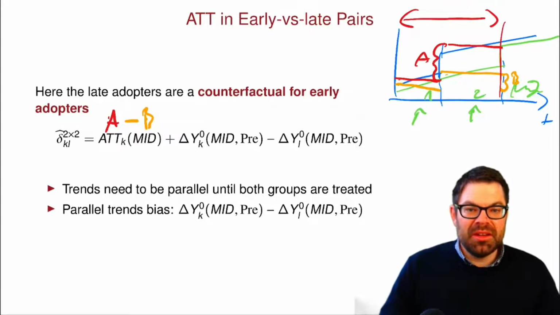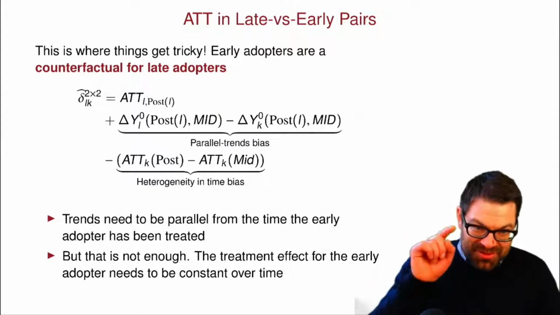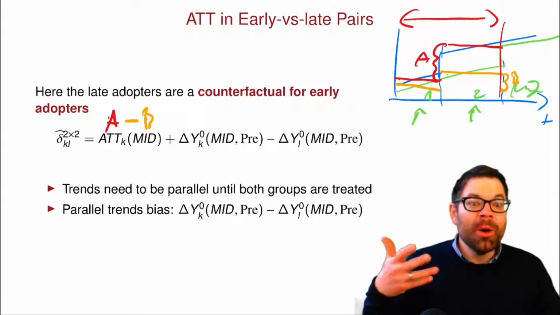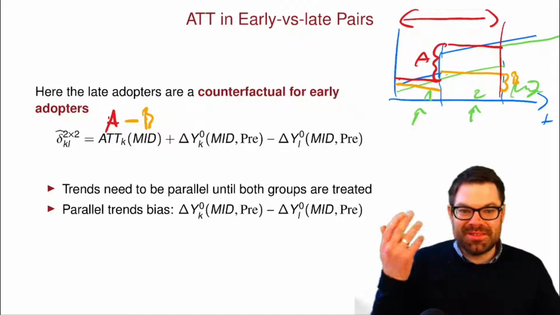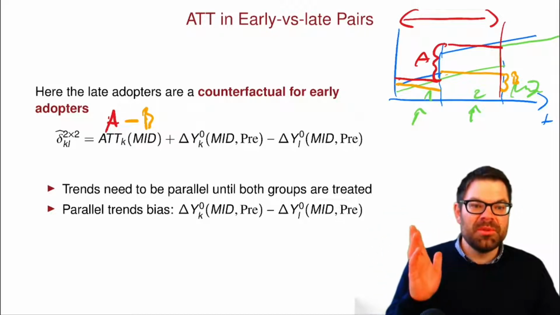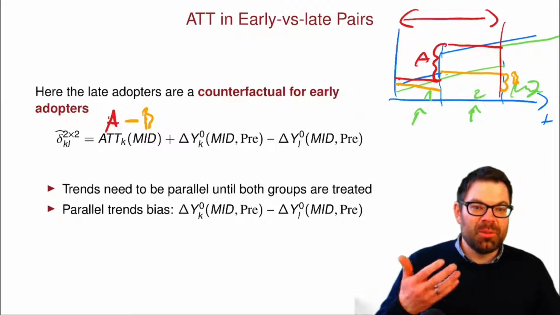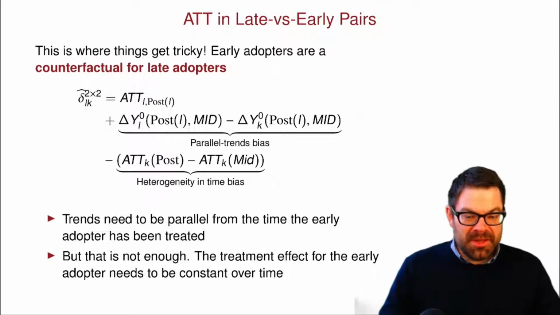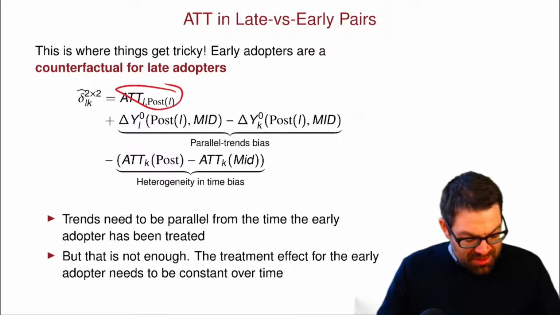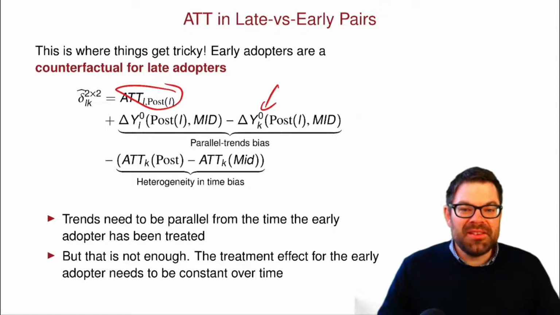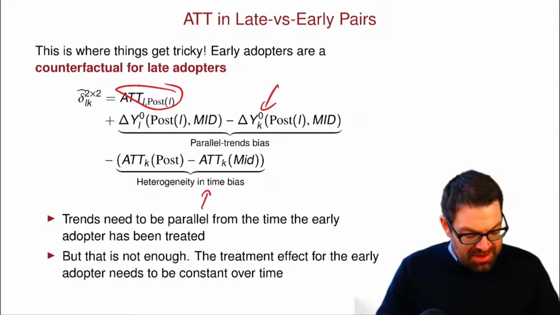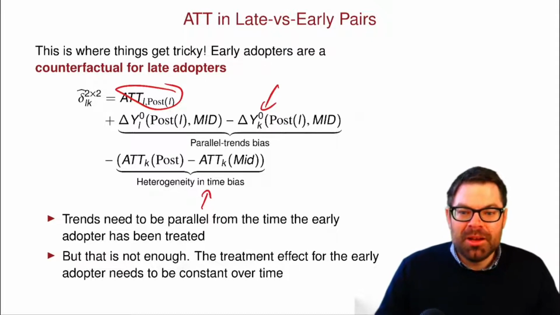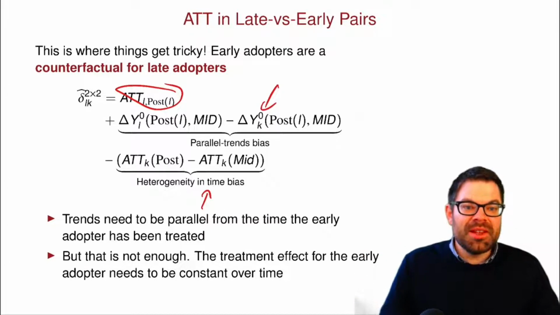But now come the late versus early pairs, and that's where things get really interesting, because that's nothing more than what we are used to from 2x2 difference-in-differences. It's the average treatment effect on the treated plus the bias that comes from non-parallel trends. But here we are in a very different game, because we have the average treatment effect on the treated, we have a parallel trends bias, and we have what's called a heterogeneity in time bias. And that's new. You may not have heard it before, but I will show you in the next couple of slides what is meant by that.